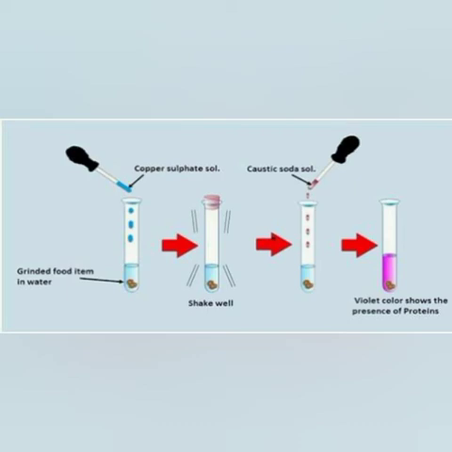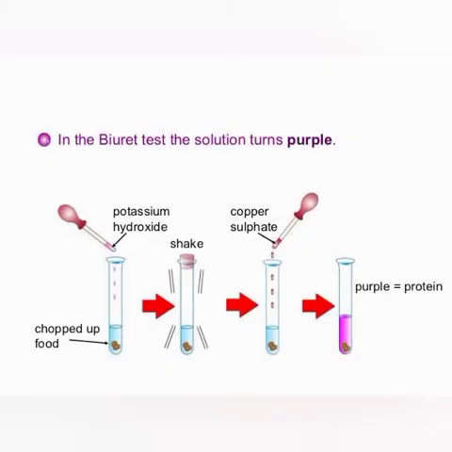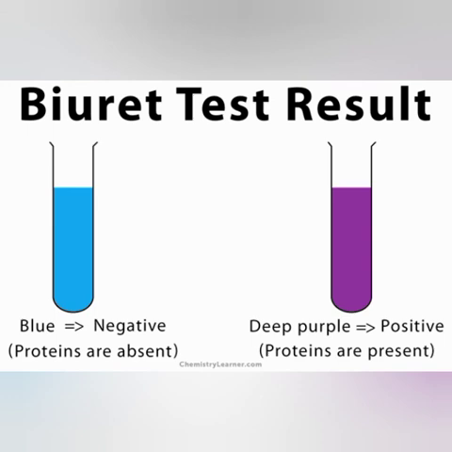Then you will observe a slightly changed violet color or purple color in the food sample itself. If the food sample changes into violet color or purple color, then we can confirm that it is having proteins in the food material. It is having a component of proteins in the food material itself.